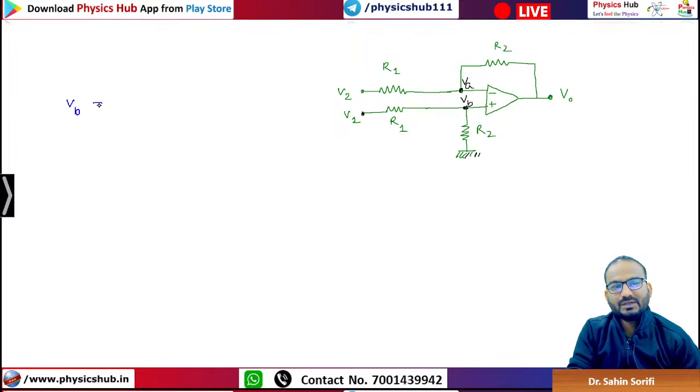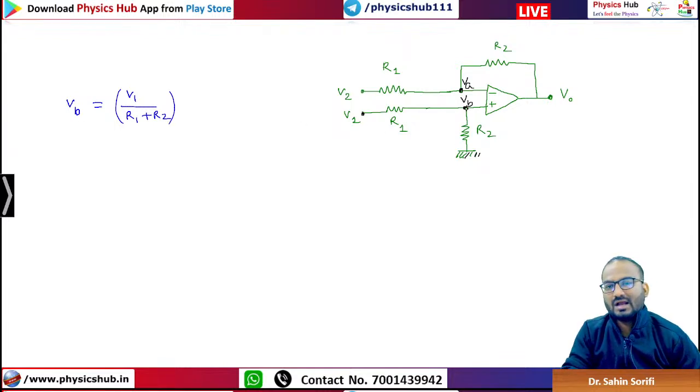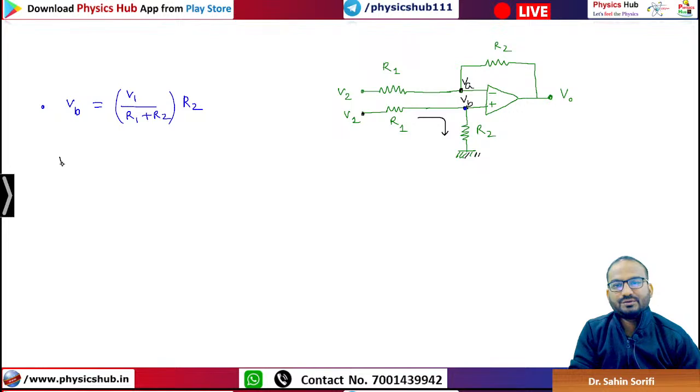VB will be equal to, look, V1 by R1 plus R2, since R1 and R2 are in series. This is the current. V is equal to I into R. Across which resistance are you taking this voltage? Across R2, so you have to multiply it with R2. This is the formula. Now, to cross verify, we have done this: V1 minus VB by R1 is equal to VB minus 0 by R2.